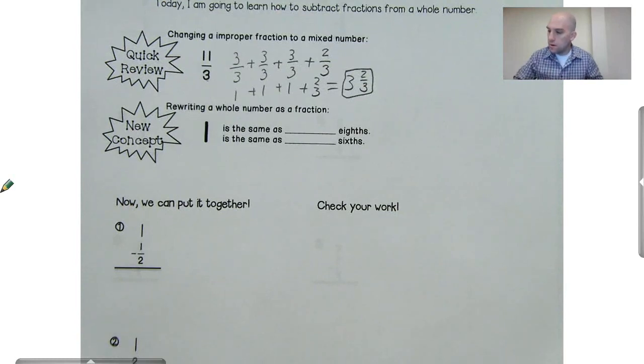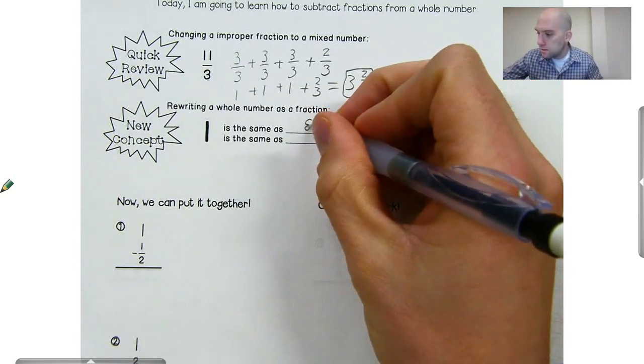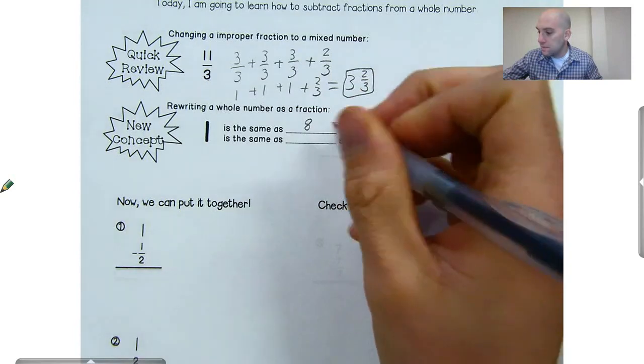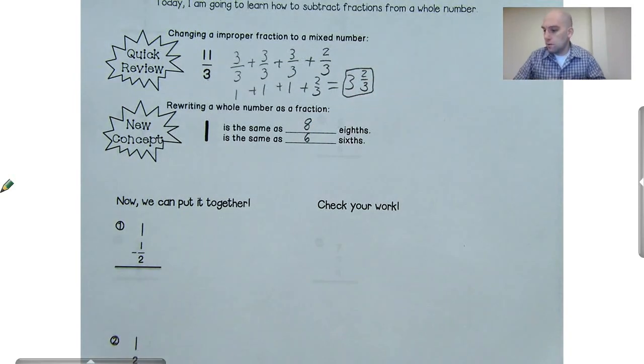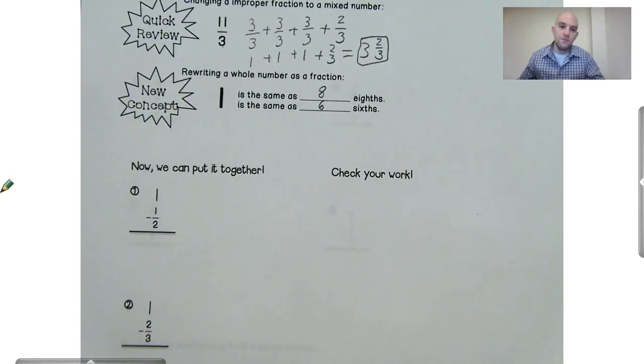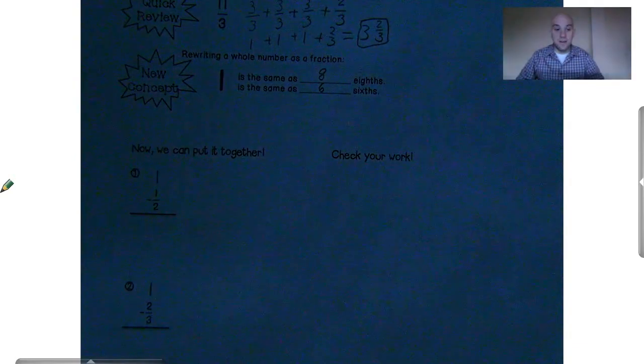Now we're going to do rewriting a whole number as a fraction. So 1 is the same as 8/8. 1 is the same as 6/6. So when we're looking for 1, we just need to make our numerator the same as our denominator, which makes it really easy for us when we need to find like denominators.